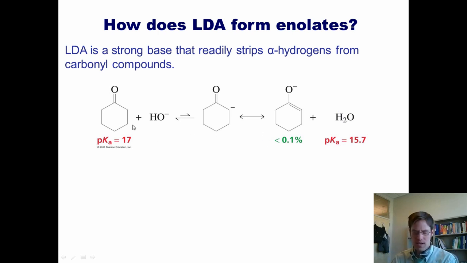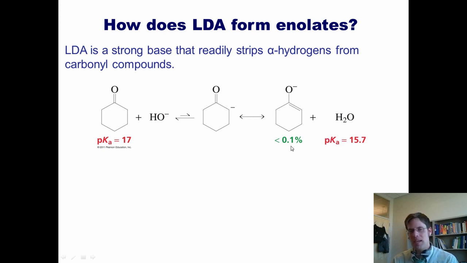Now, I want to tell you guys that this reaction hardly proceeds at all. In other words, this enolate is only going to exist in less than 0.1% concentration. Why? Well, the reason has to do with pKa. You'll look at water here and see that the pKa of the protons in water is 15.7. The pKa of an alpha proton in cyclohexanone is 17. So what does that mean? Well, it means that the protons in water are actually more acidic than the alpha proton on cyclohexanone.